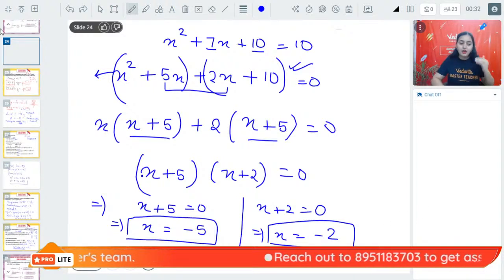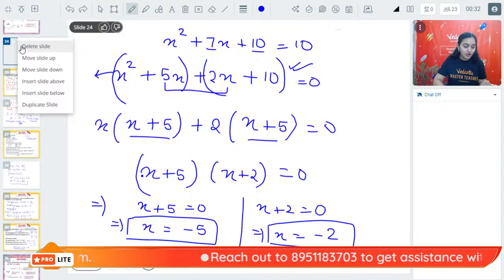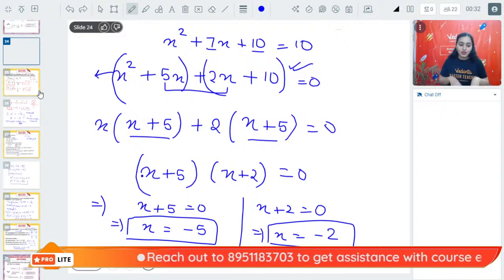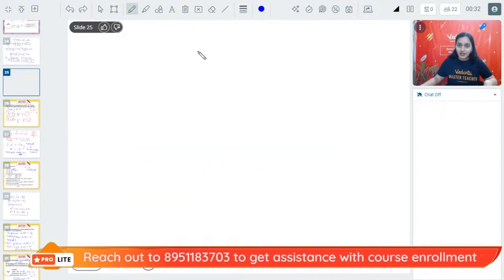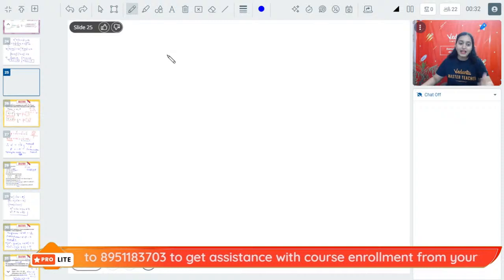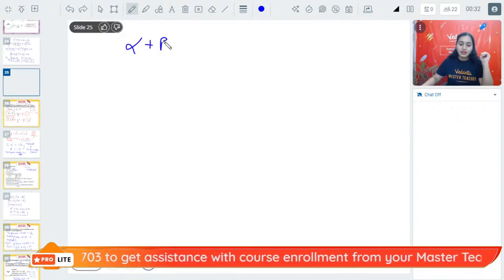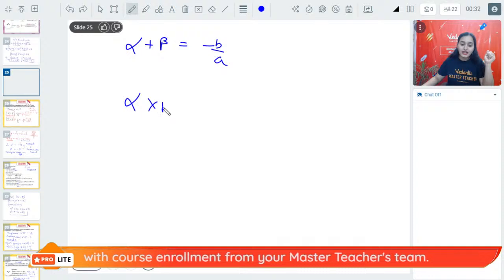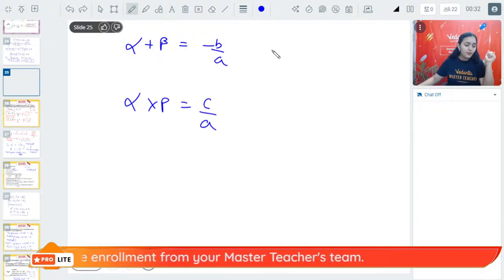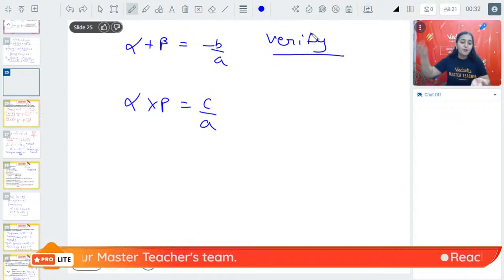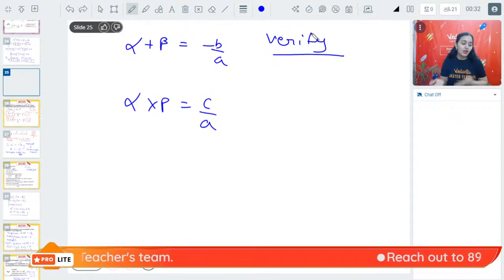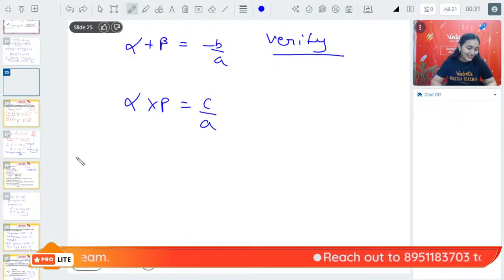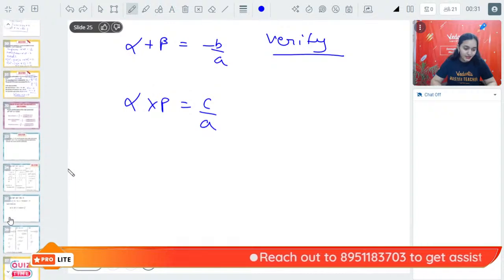Once you have found the zeros of the polynomial, the question is asking, verify that the sum of zeros is minus b upon a. Verify that alpha into beta is c upon a. I hope you can verify it yourself, Michelle. Verifying is very easy. Put the values. LHS is equal to RHS. All right. Everybody has understood? Great.